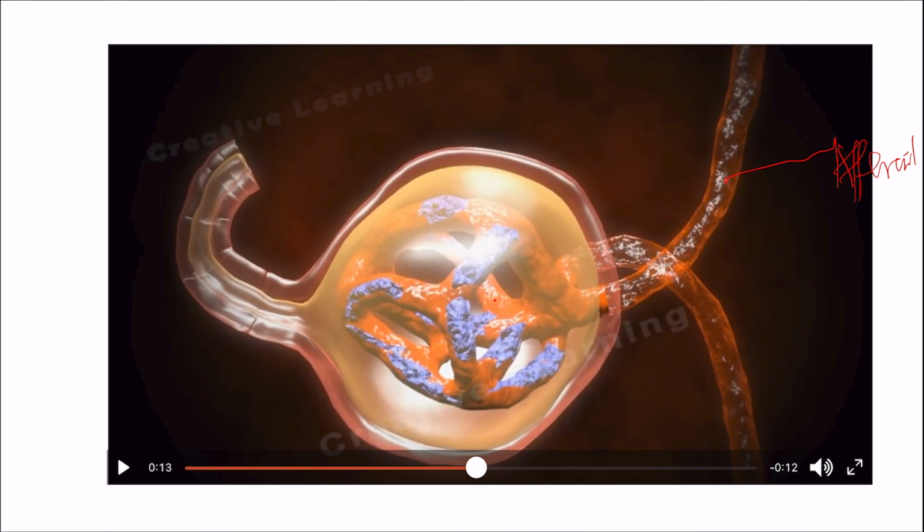We also take note that this afferent arteriole is wider than the vessel or the tube, which is the efferent arteriole that drains or removes blood from the glomerulus. This efferent arteriole, being narrower, provides resistance to flow of blood, and therefore there is a buildup of pressure within the glomerulus, which increases ultrafiltration.